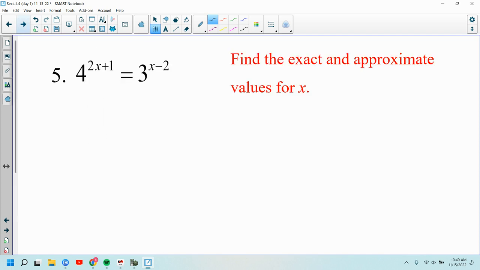This one takes a little bit of room, so don't try to squeeze it into a little spot. It's going to take a little room. Okay, directions. Find the exact and approximate values for x. Okay. Approximate values, that's the decimal. That is always the decimal.